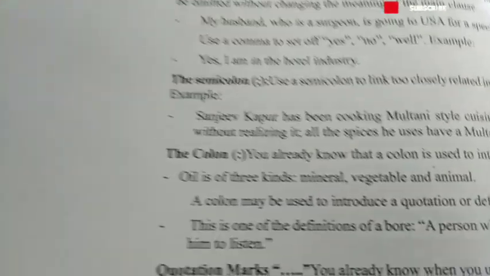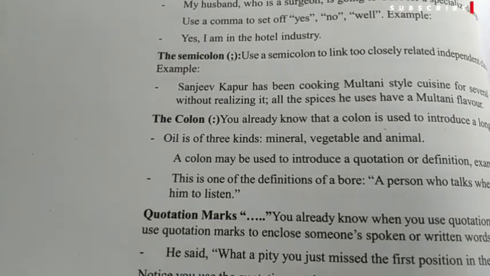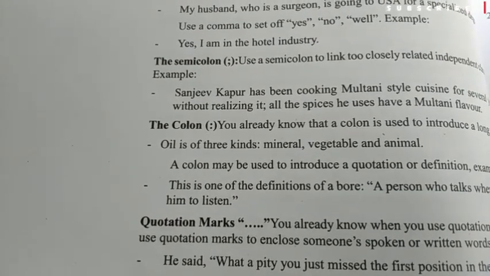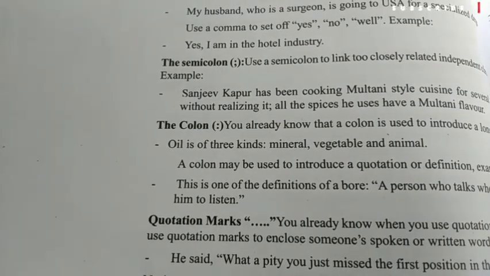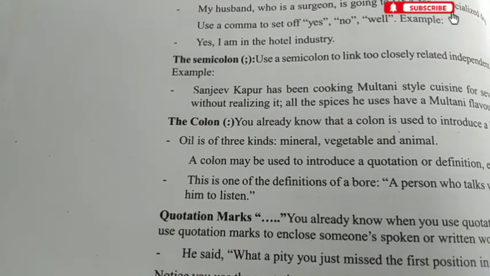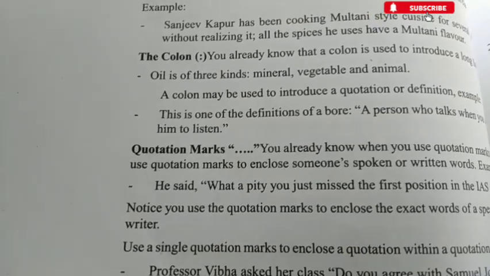So now we see semicolon. So let's see where we use semicolon. Use a semicolon to link two closely related independent clauses. When we use two clauses, there we use semicolon. I think you know about this.